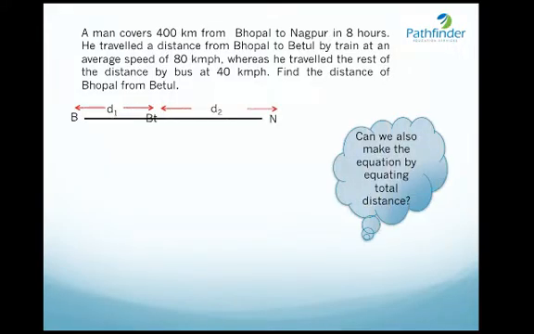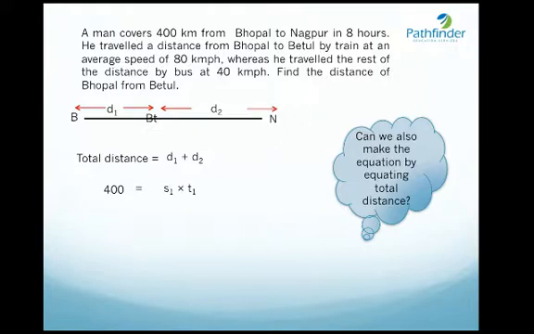Again, the same schematic diagram. The distance between Bhopal and Baitul is now taken as d1, and the distance between Baitul and Nagpur is taken as d2. Obviously, the total distance will be equal to d1 plus d2. There is no question of any issue here.